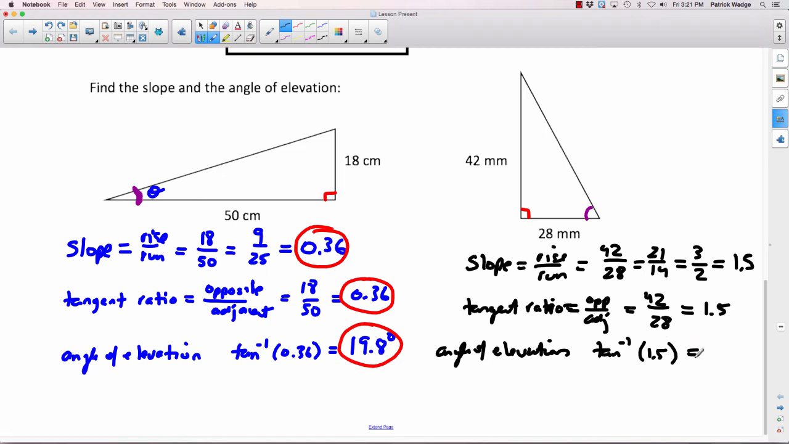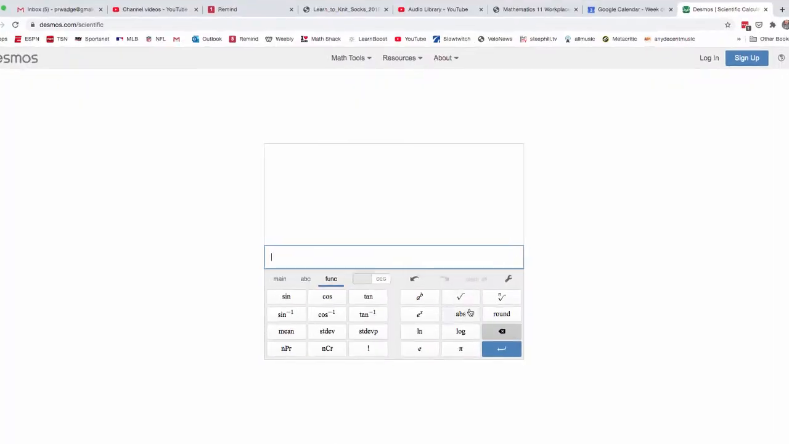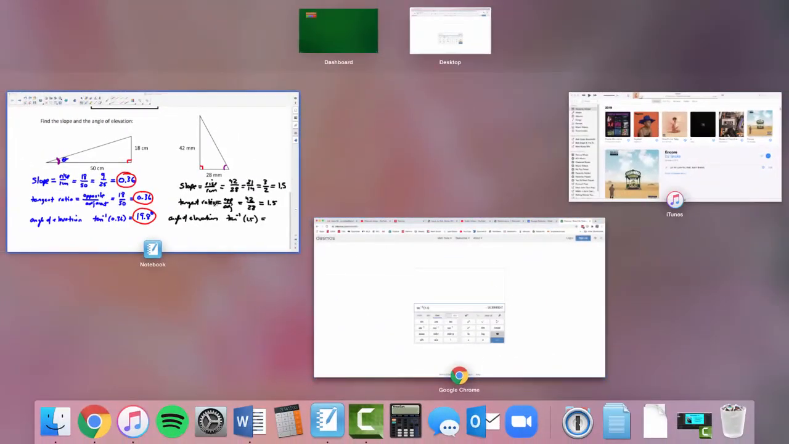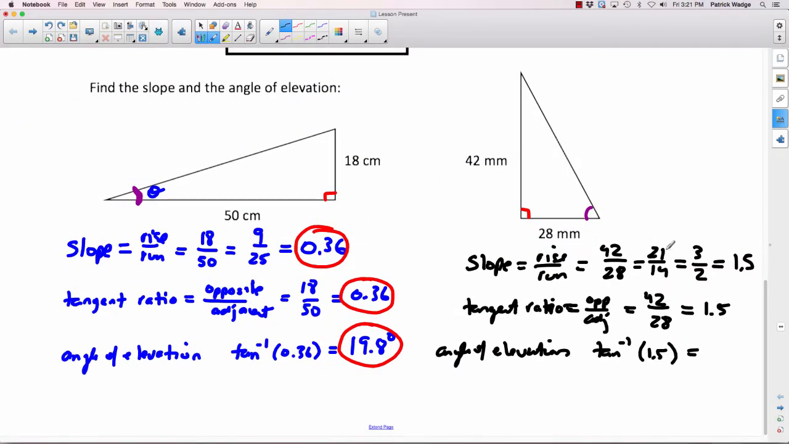Okay, back to the calculator for inverse tan of 1.5. Okay, so inverse tan of 1.5, and we get 56.3. I will not forget my degrees, so 56.3 degrees is our answer. And we're done. Slope, tangent ratio will always be the same, and here's our angle of elevation.